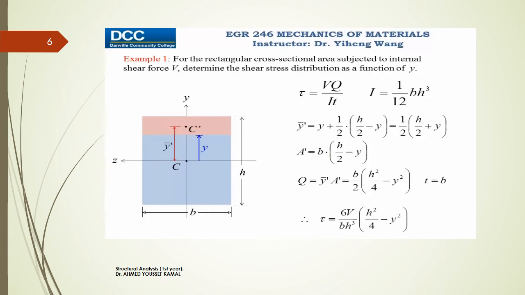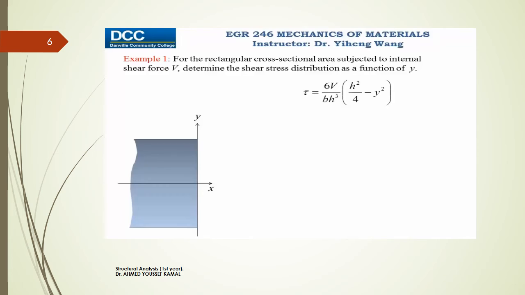And as you can see, it is a function of y. It is actually a quadratic function of y, which indicates that its graph should be a parabola. And we can plot the shear stress distribution as a function of y. Unlike the linear distribution of the normal bending stress, the shear stress does not follow a linear distribution, but instead it has a parabola shape.